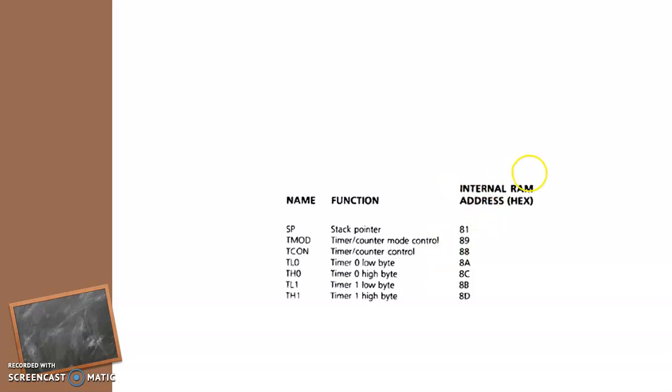The stack pointer takes the address 81, the timer control register takes the address 88, and the timer mode takes the address 89. Then timer 0 lower order takes 8A and higher order 8C. Then timer 1 lower order is 8B and higher order is 8D. So these are all the various addresses of the special function registers.